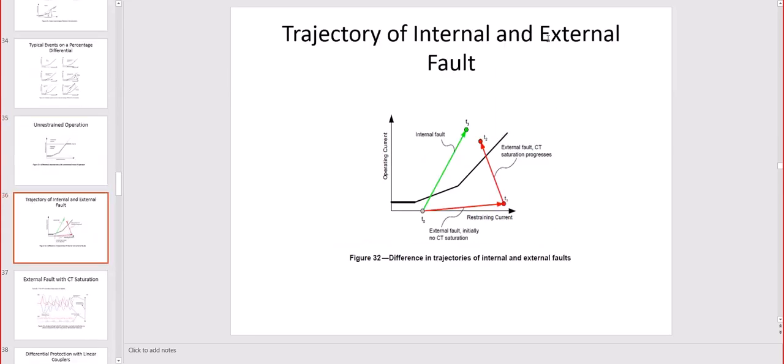Trajectory of internal and external faults. An internal fault will trip, it is above the line. For an external fault with CT saturation in progress, if it's severe, it should not trip. Initially it is not tripping, but if it's severe and saturation is in progress, it may get to the trip point, which is not what we want.